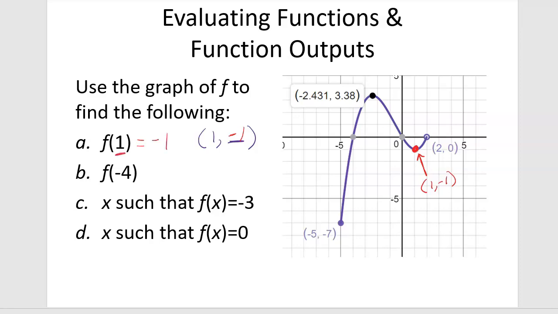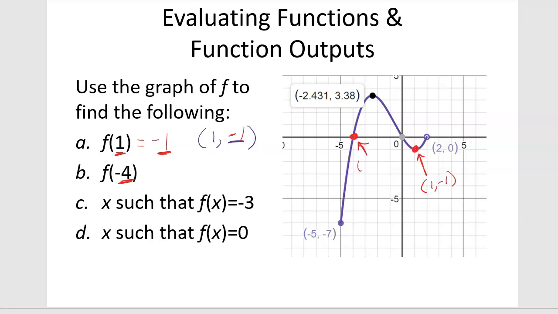So they're giving you the input and you're basically just trying to find the output. Let's look at an input value of negative 4. So go to your graph, go to the x value of negative 4, find that spot on the graph that has that x value of negative 4.